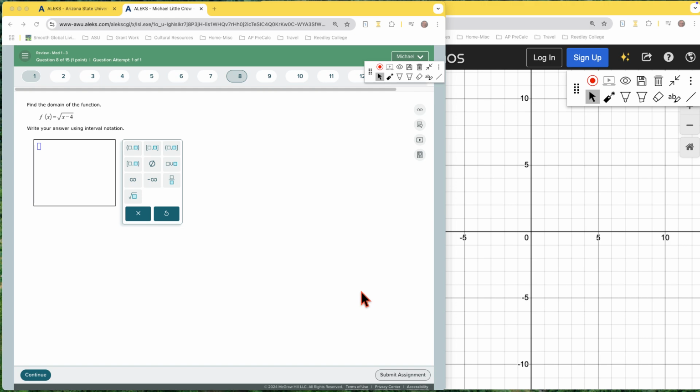The topic is the domain of a square root function, the basic version. Whenever we're talking about the domain of a function, what we're saying is: what values can we put in for x that give us a real value, a real number?